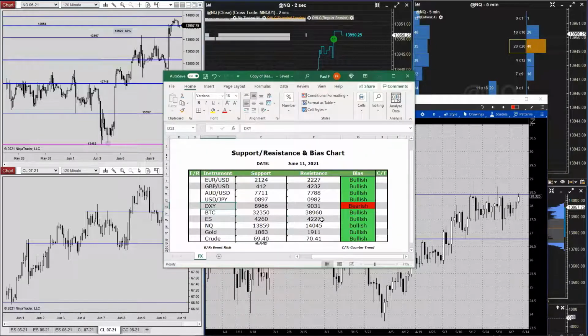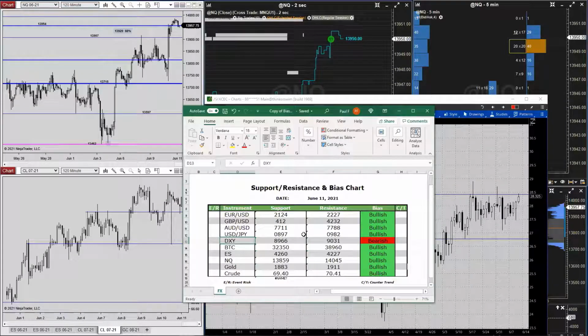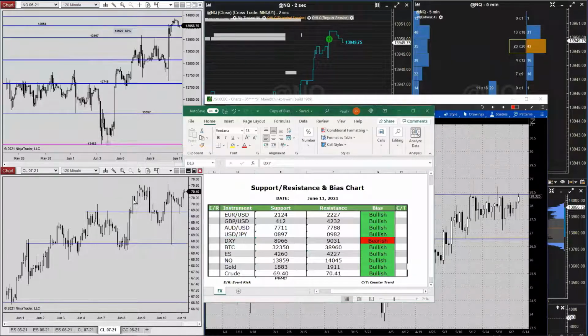Here's a bias chart for the day. The one market that seems to be doing really well is crude oil.